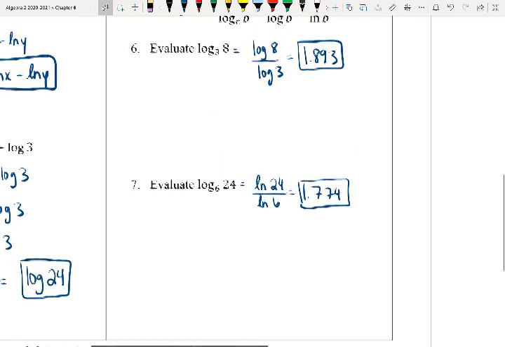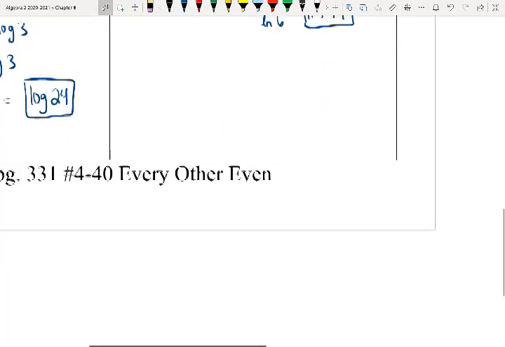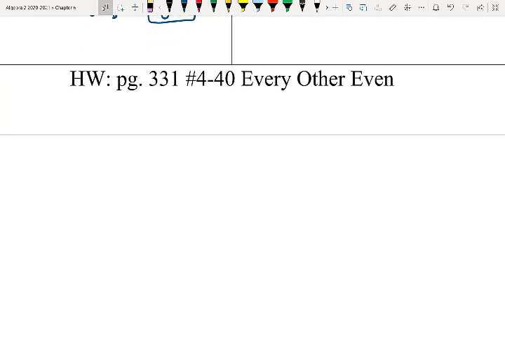But yeah, that's all we got for today. So your homework is down there at the bottom of the sheet. It's page 331, 4 through 40, every other even.